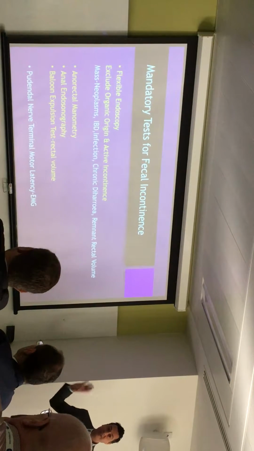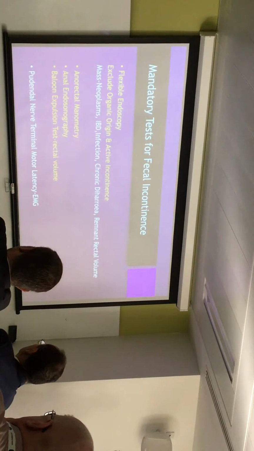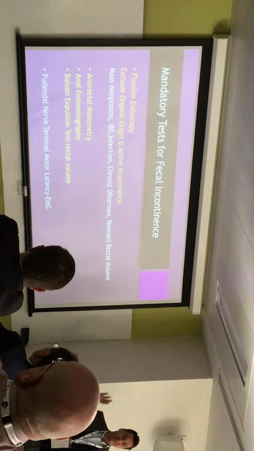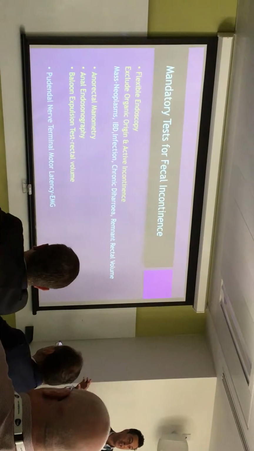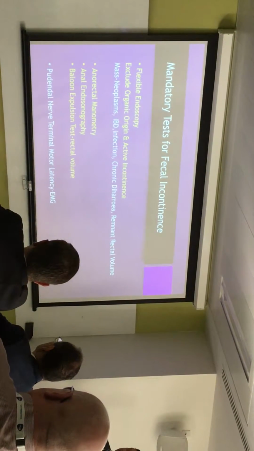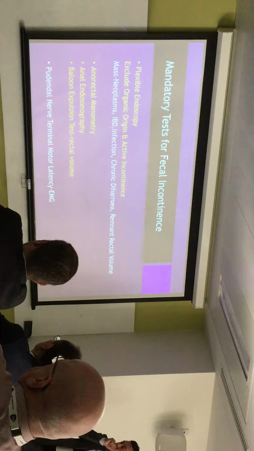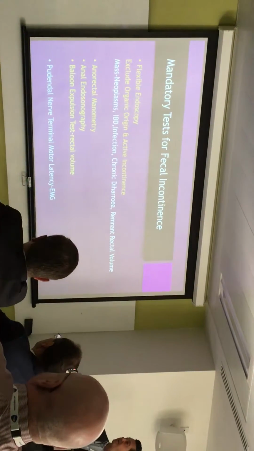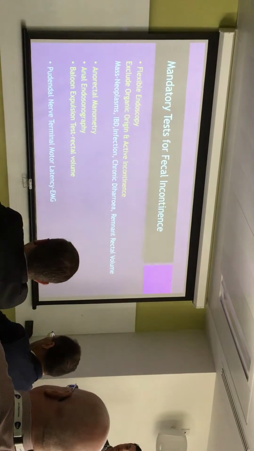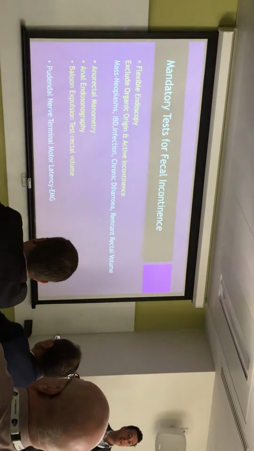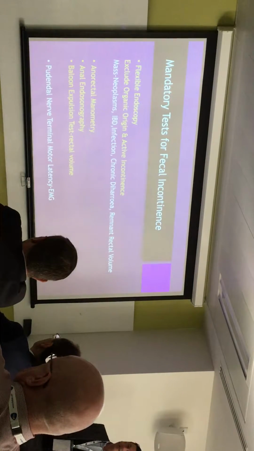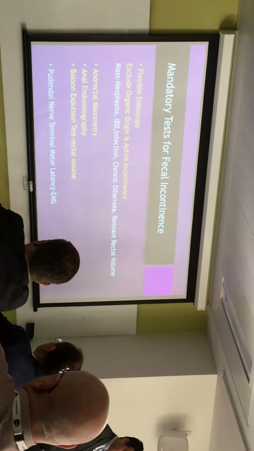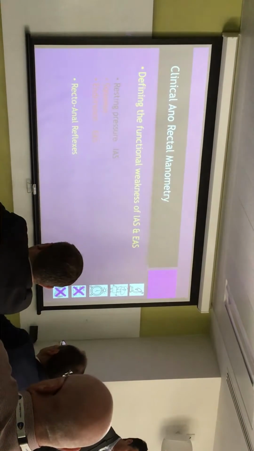Then, after excluding any possible inflammatory or organic origin of the incontinence, three tests are really fundamental for any patient suffering from FI. Anorectal manometry, which gives us the numbers on the function of the sphincter muscle; anorectal endosonography, which reveals whether the muscle is broken or not; and the rectal volume and rectal sensitivity. Then we will talk a little about the pudendal nerve terminal motor latency.